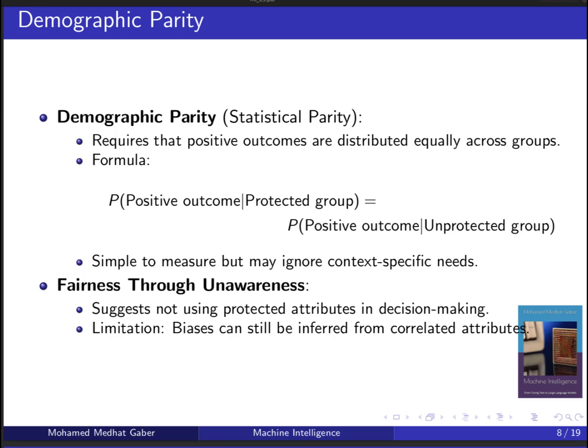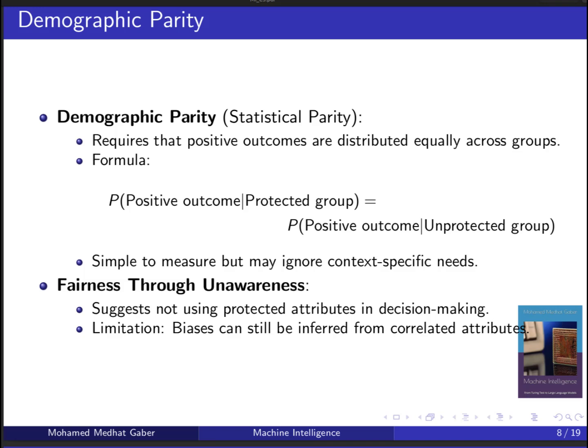An alternative approach is fairness through unawareness, which suggests that AI systems should not use protected attributes, like race or gender, in decision-making processes. The idea is that by excluding these attributes, the system cannot discriminate based on them. However, this method has limitations.